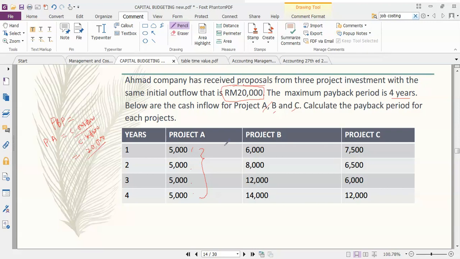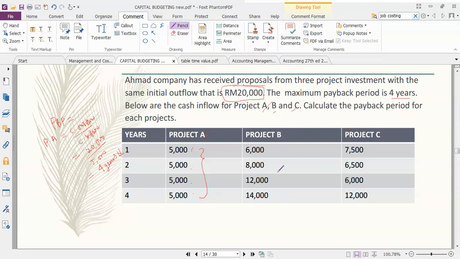How about you, Richie and Richelle? How much is our cash inflow for project A? 5,000. So you just divide with 5,000. So how much is the payback period for project A? Please divide 20,000 with 5,000. How much? What is the amount? 4. Yes. If the question is how to calculate the payback period, so it means that 4 is 4 years. You must answer it 4 years.